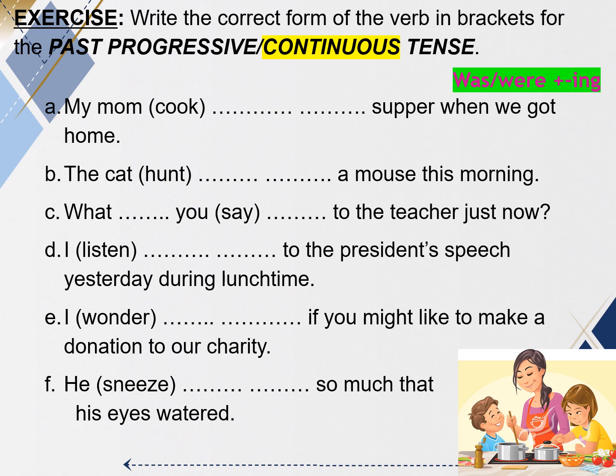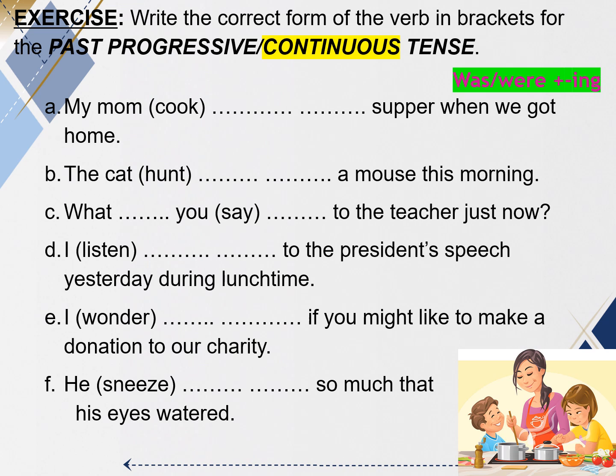So here are some exercises that we're going to look at. My mom, and you'll see there's space for two. My mom is she. She was cooking. So my mom was cooking. The cat, it was hunting. And then with you, what were you saying? You see, now we have a question word, or question sentence. So what happens now? They change places, but you are still using the same concept, the same continuous tense. I was listening. And again, that's referring to was.